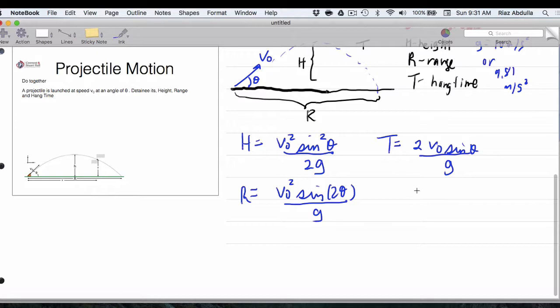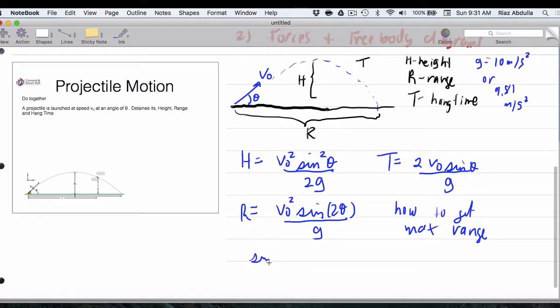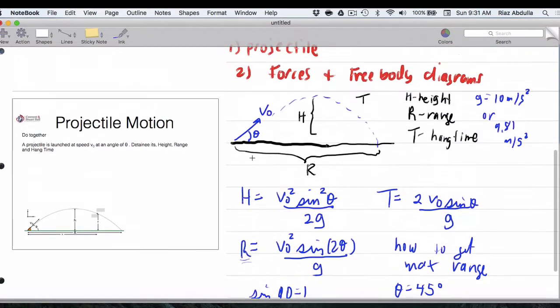One thing I want to point out, if they ever ask you how to get the maximum range for a problem, there's a little bit of trig here that we can do. The sine of 90 is 1. That's the maximum possible value for a sine function. So if you set theta equal to 45 degrees, that's when you're going to get the biggest value of r that you can possibly get. Just a little aside there.